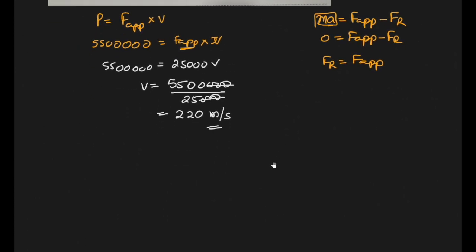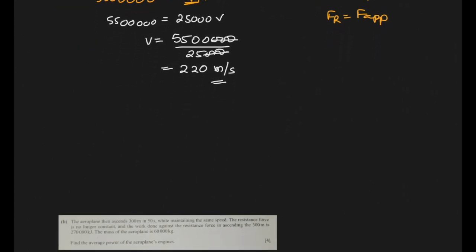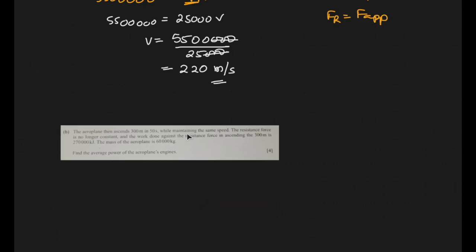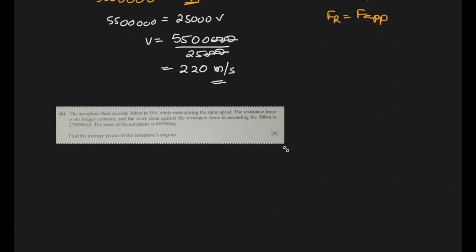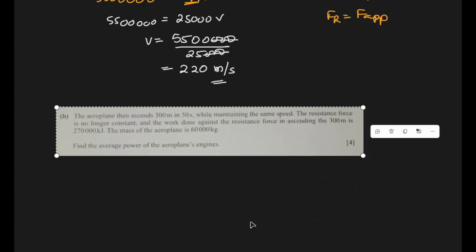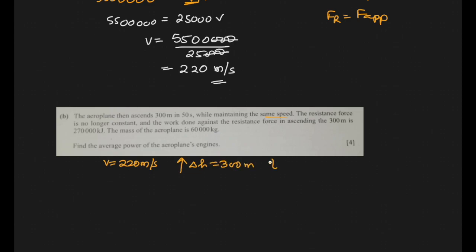Okay. There is a B part also, which says the aeroplane then ascends 300 meters in 50 seconds. Ascends means goes up. So maintaining the same speed. The speed is still the same. How much? 220 meters per second. So it went up. That means the change in height is 300 meters. Time is 50 seconds.